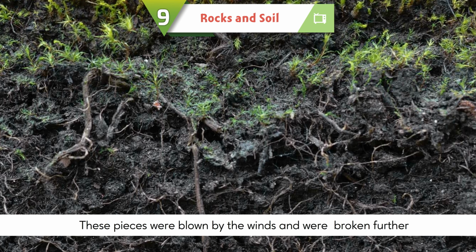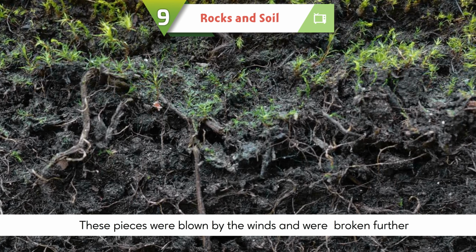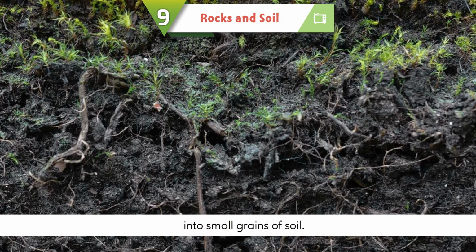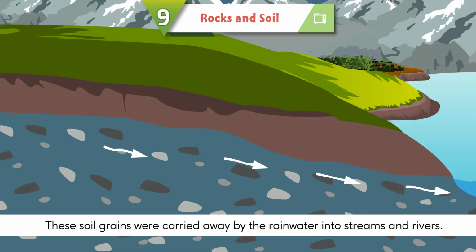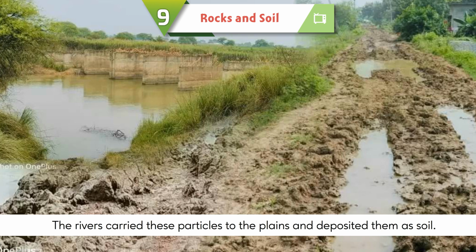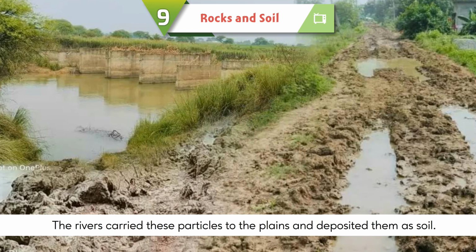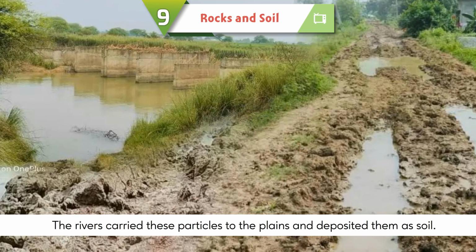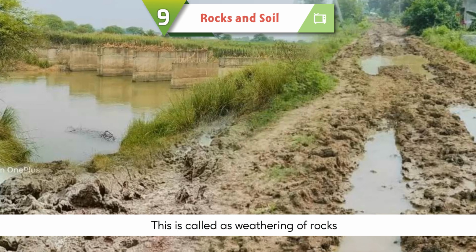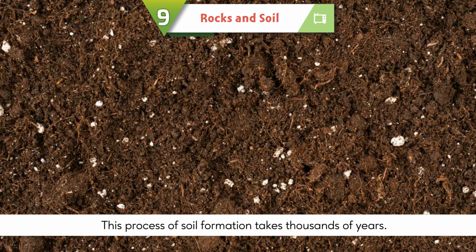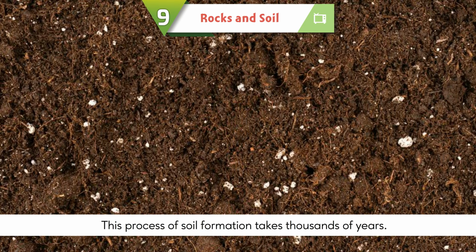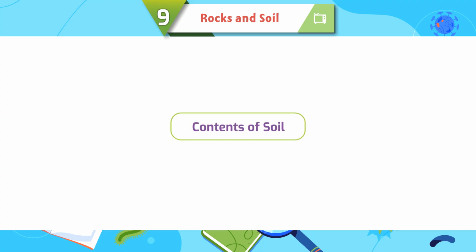These pieces were blown by the winds and were broken further into small grains of soil. These soil grains were carried away by the rainwater into streams and rivers. The rivers carried these particles to the plains and deposited them as soil. This is called weathering of rocks. This process of soil formation takes thousands of years.